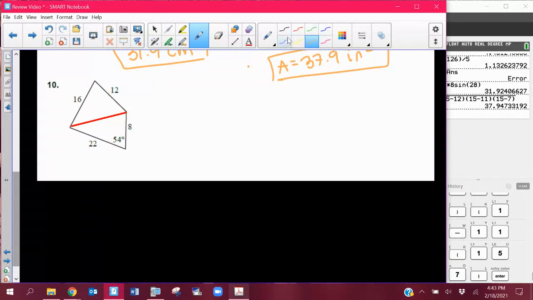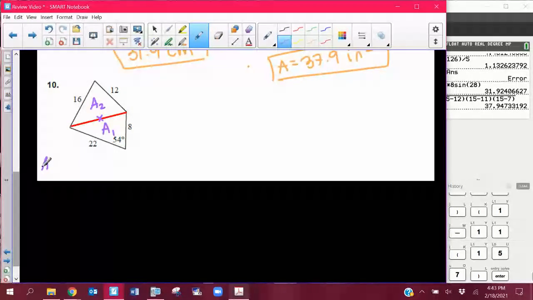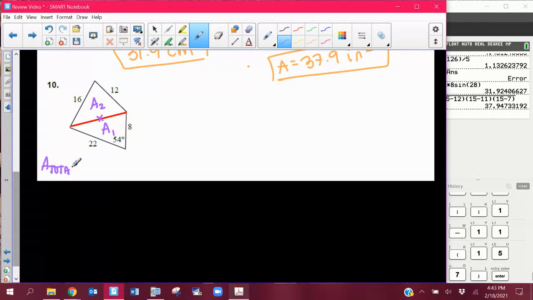So in this case, I'm going to be looking for 3 pieces of information. I'm going to need the area of this piece. I'm going to need the area of this piece. And I'm also going to have to actually find the length of that red line that I drew there in order to find the area of the second one. So the total area of this thing is going to be whatever I find for A1, and I'm going to add it to A2.